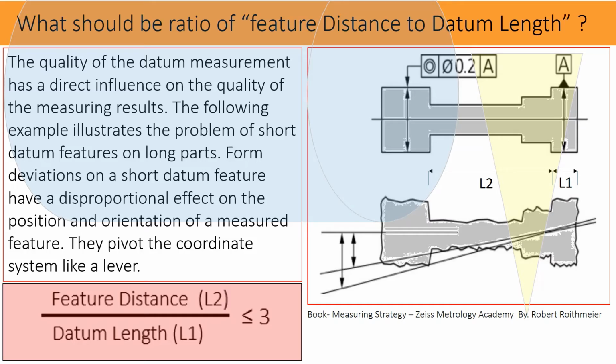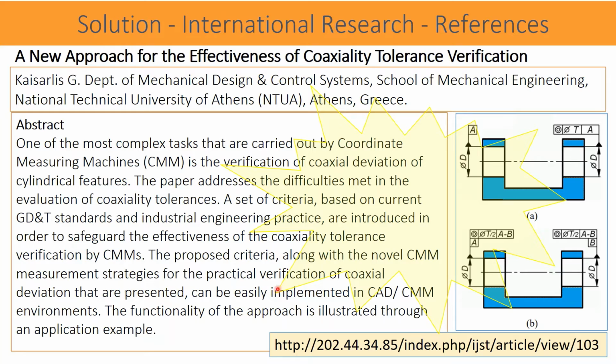If the ratio is not less than or equal to 3, then there is a new approach suggested for the effectiveness of coaxiality tolerance verification. There is a research study published at National Technical University of Athens, Greece, in the Department of Mechanical Design and Control System, School of Mechanical Engineering. A complete research paper is available on the internet and the link is provided here for your reference.